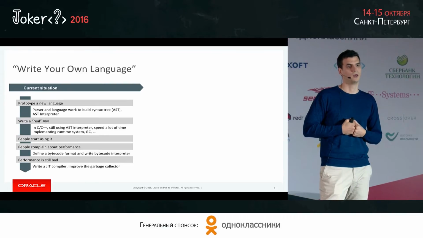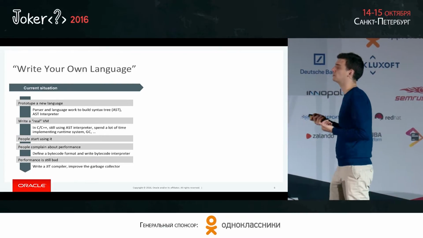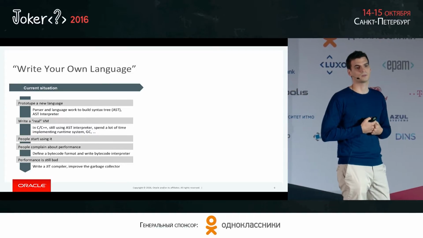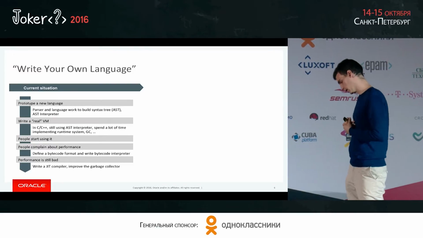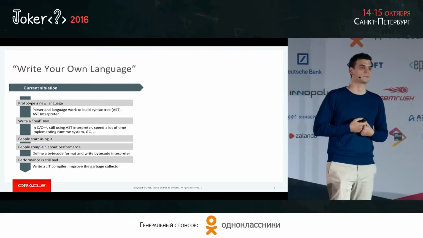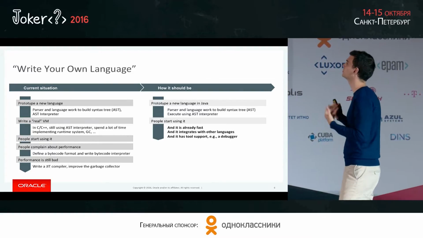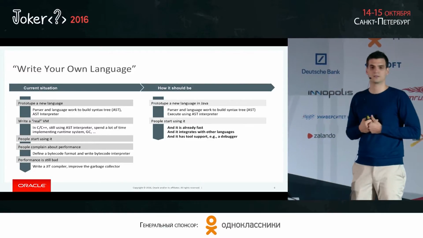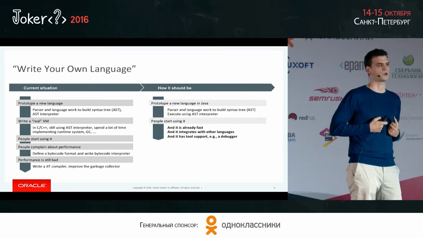But here is where the problem lies: this is a very costly thing, and not many people have the resources to do that. Thanks to Google we have V8, and thanks to Sun we have HotSpot, but that's really hard and expensive. How we see the world and how it should be is that you prototype your new language, you build a syntax tree, an AST interpreter, and your language is fast. That is what we are striving to achieve.